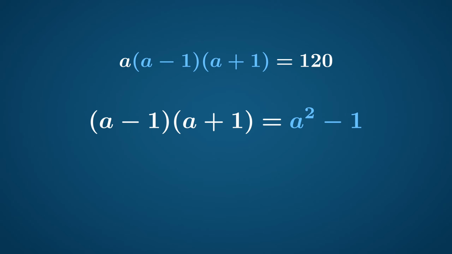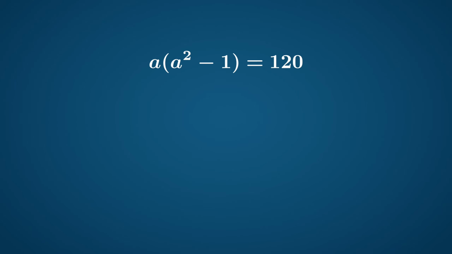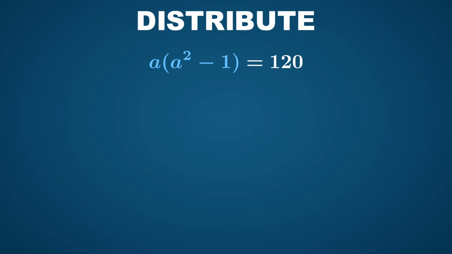Now we substitute this back into our original equation format. Our equation is now a times the quantity a squared minus 1. This entire product is still equal to 120. We need to distribute the a into the terms inside the brackets. We multiply the a by the a squared term to start the process. Using exponent rules, this gives us the term a to the third power.